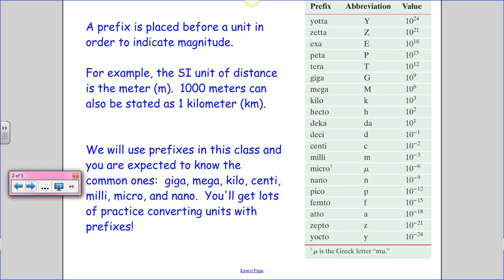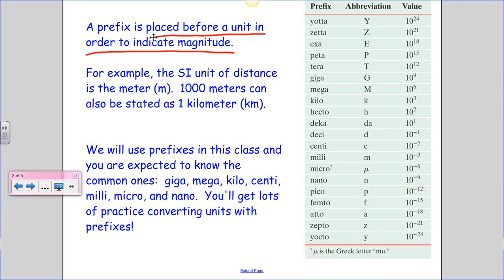So, this page should look familiar. This is from the first lecture. And just to recap, it's all about prefixes. So a prefix is placed before a unit to indicate magnitude. So if we have meters, do we have a lot of meters or a few meters? If we have a lot, it could be a kilometer or a megameter or a gigameter. If we have few, it could be a centimeter or a millimeter.